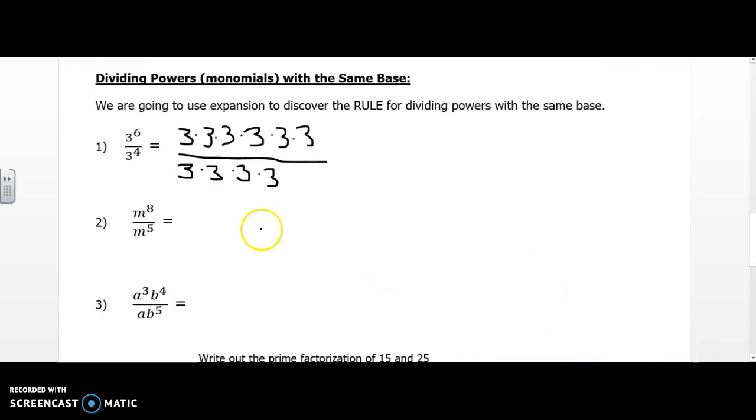Zoom in here a little bit so we can see a little bit better. Okay, so I have all these 3s here I wrote out for 3 to the 6th over 3 to the 4th. Now, I know that if I divide something by itself, it equals 1. And basically, it makes that big, giant 1 that we can cancel out. So like here, I've got a 3 in the top and the bottom. Those are going to go away and become 1. I don't have to worry about them anymore.